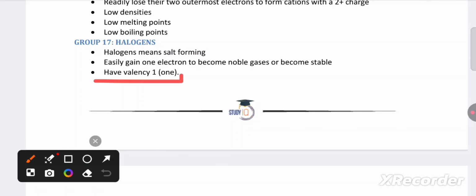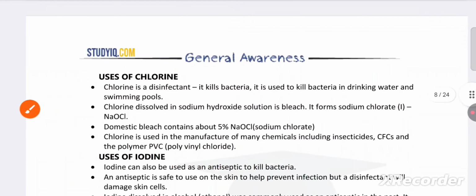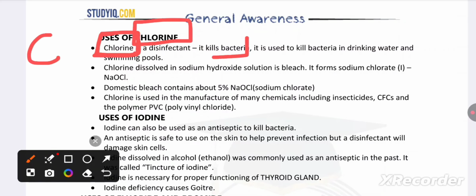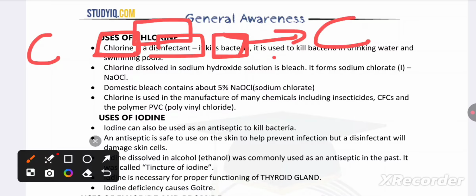Halogens have only one valency. Very important: some of the halogens and their uses. Chlorine: disinfectants kill bacteria in water. When we see the word chlorine, we think it will kill the bacteria.